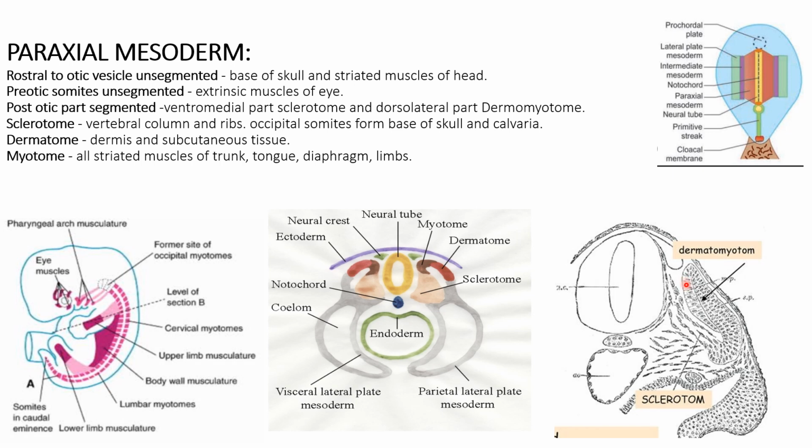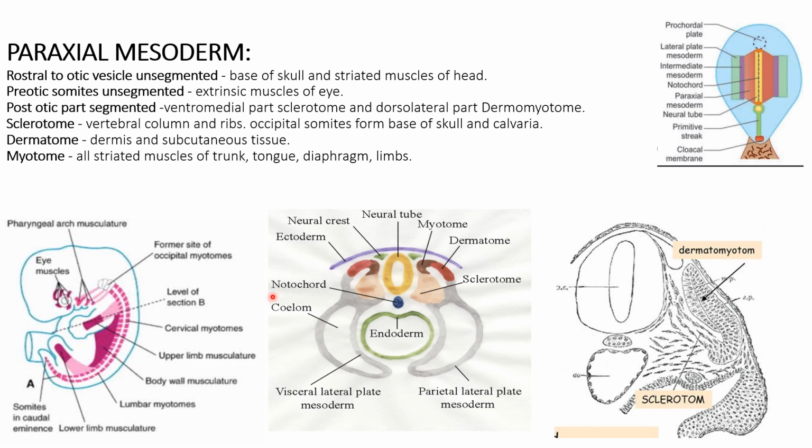So let us revise the fate of the paraxial mesoderm in short again. The paraxial mesoderm will give rise to somites. We have divided the somites into a pre-otic part and a post-otic part. The pre-otic part in the rostral region will give rise to the striated muscles of the head. The pre-otic somites will give rise to the extrinsic muscles of the eye. The occipital myotome will give rise to the musculature of the tongue. Pre-otic is unsegmented and post-otic is segmented.